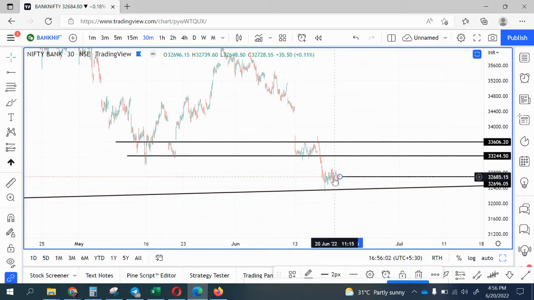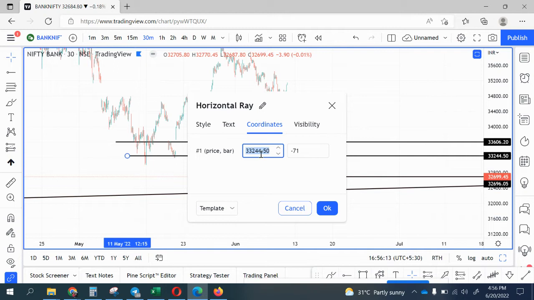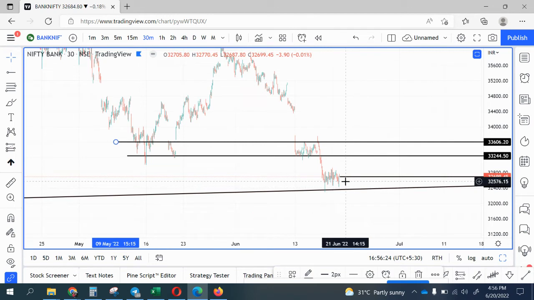Okay, market stands here. So whenever we go for a ratio spread, we have to identify two resistances. My first resistance is 33,200, almost like 33,250. My second resistance is almost 33,600. So whenever we go for a ratio spread, we have to identify the first resistance and the second resistance.